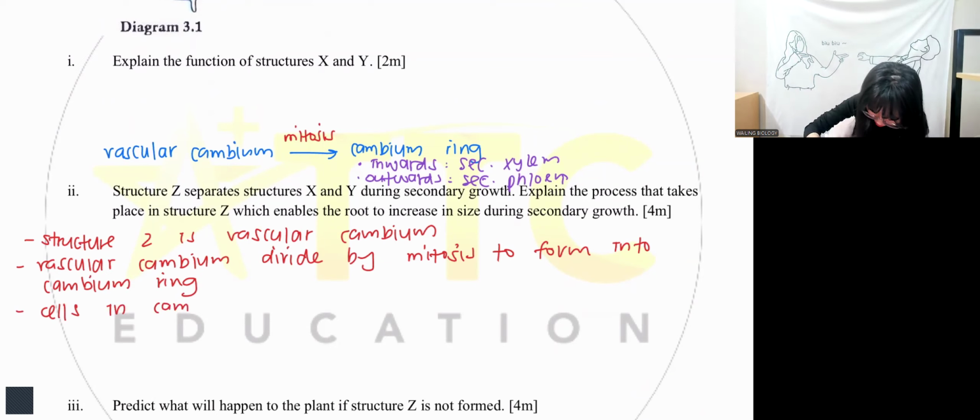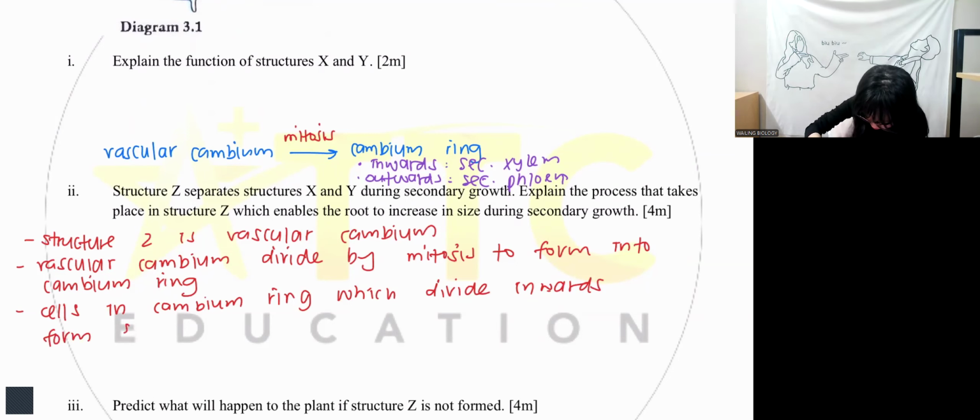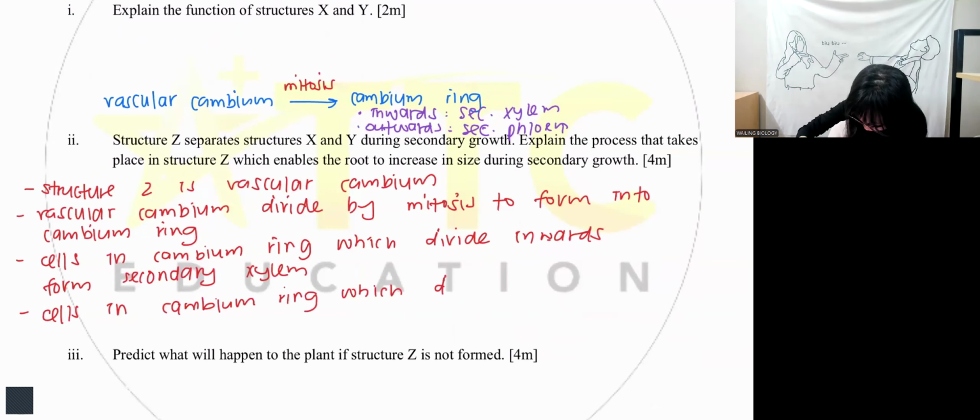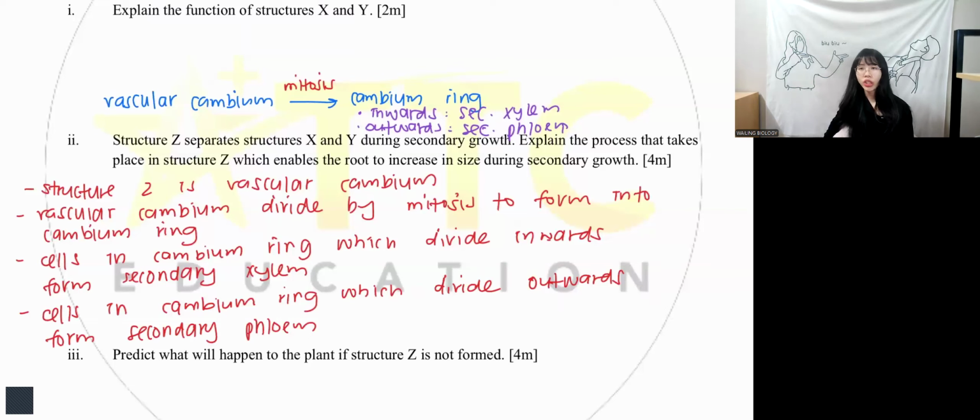Cell in cambium ring which divides inwards forms secondary xylem. And then cell in cambium ring which divides outwards forms secondary phloem. So you just put it into a sentence.